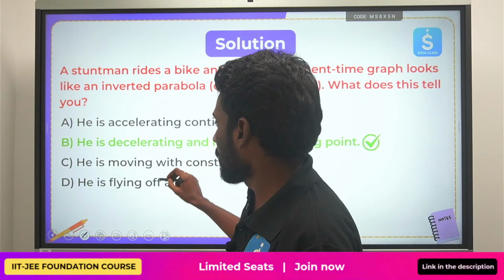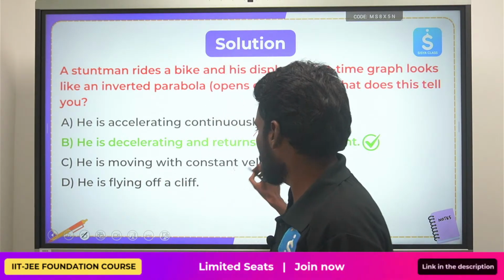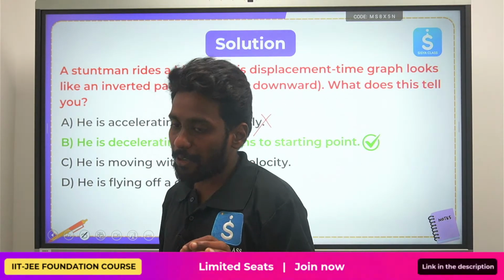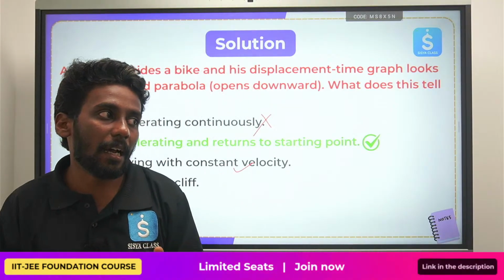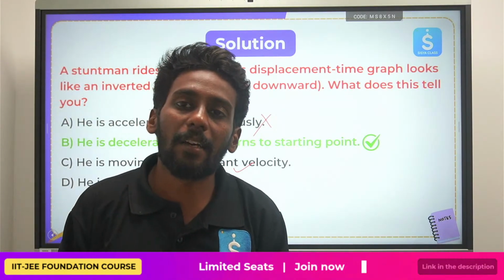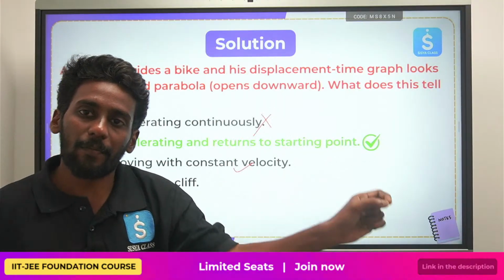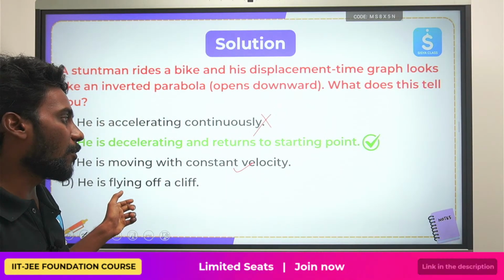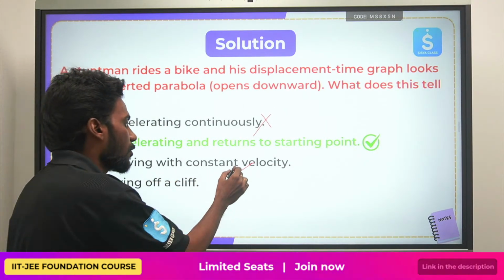Now what about the third one? He is moving with a constant velocity. I already told you, in order to get a constant value, the graph needs to be having some straight lines, right? So as there are no straight lines in our graph and it is completely a curve, it means it is variable, not constant. So this is also incorrect.